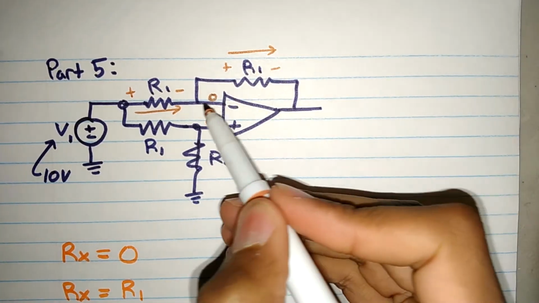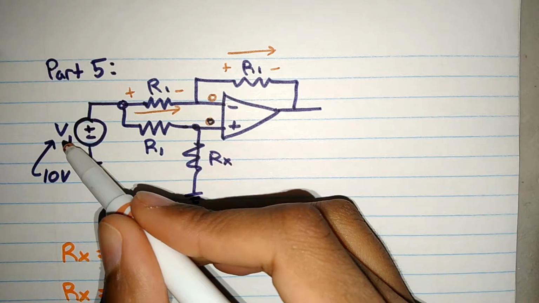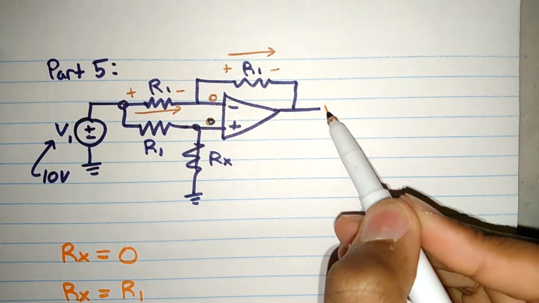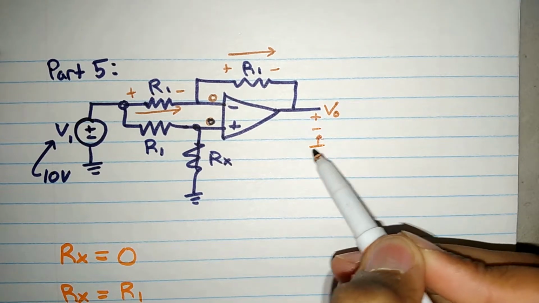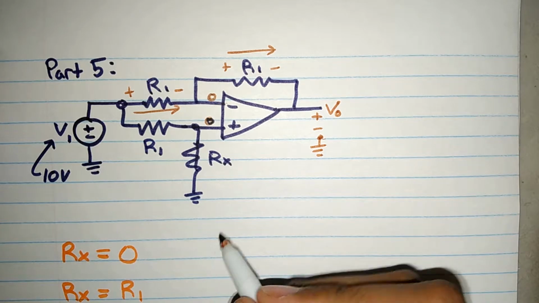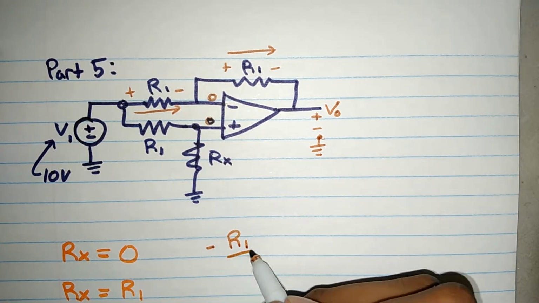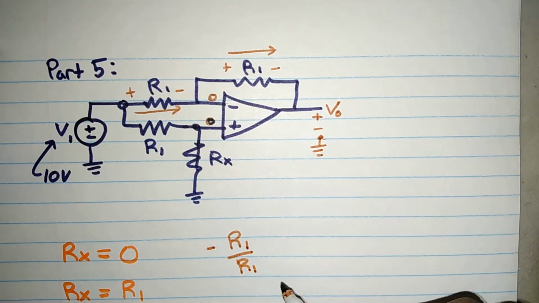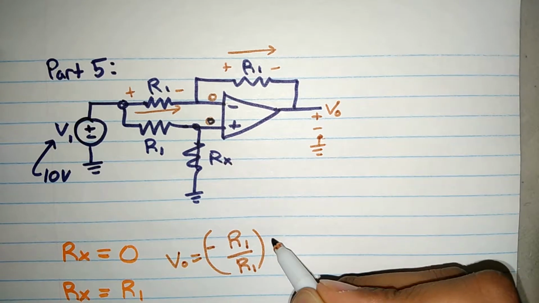I1 must equal to I2 because no current is going in. Well, then we can just say this would be V1 minus 0, and this is V out over here with respect to ground. So simply then it would equal to negative R1 over R1. This is the gain, so we'd say V out is equal to negative V in.